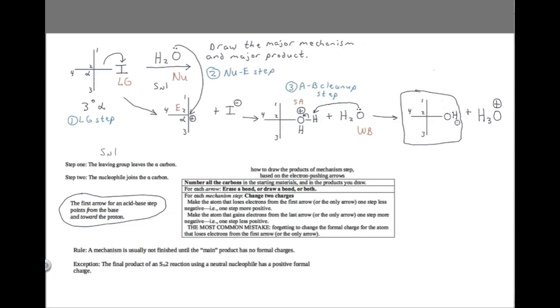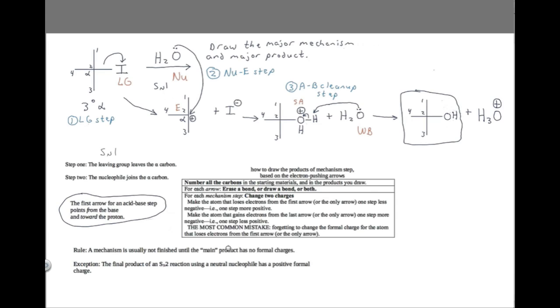Now notice we couldn't get rid of all the formal charges. We still have a formal charge here, and we still have a formal charge here. You often can't expect to get rid of all the formal charges, but as a problem-solving technique, if your main product, so to speak, has no formal charges, that's often a good sign that you've finished the mechanism. This is an especially useful rule for first semester problems.